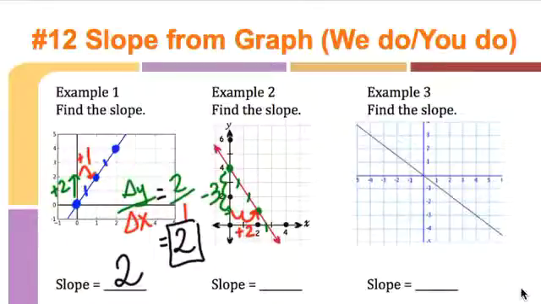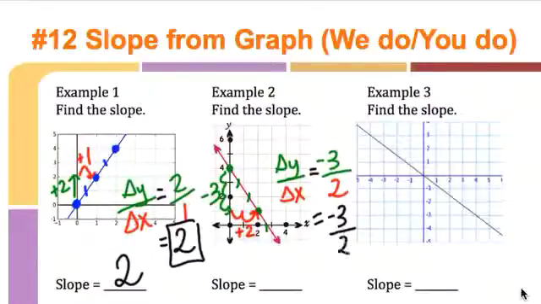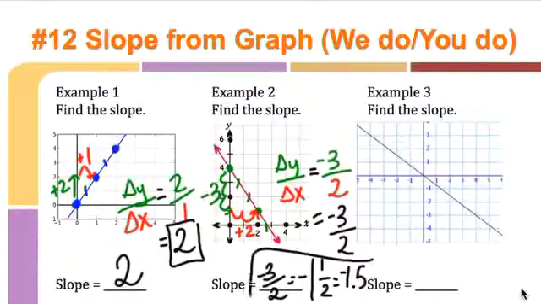So my change in y over my change in x is going to be a negative 3 over positive 2. Now I can rewrite that as negative 3 over 2, and I can rewrite that as negative 1 and 1/2, or negative 1.5. Any of those answers would be correct.